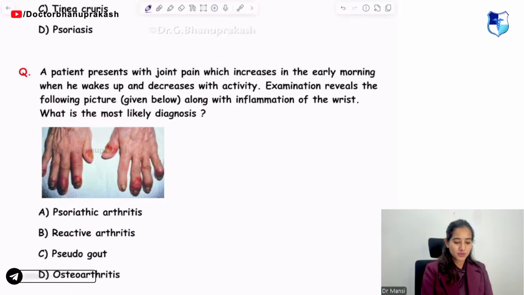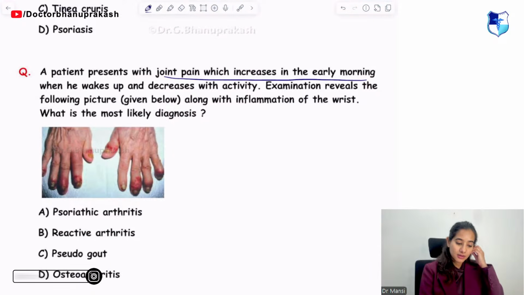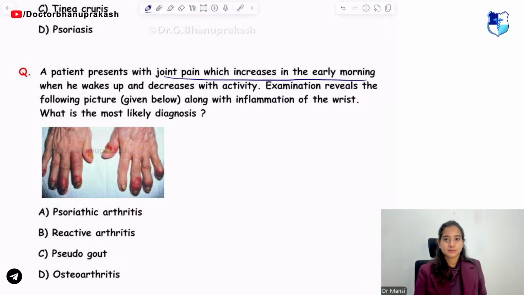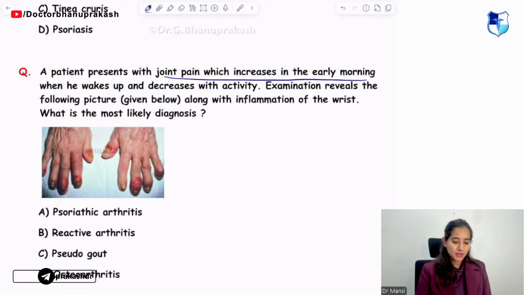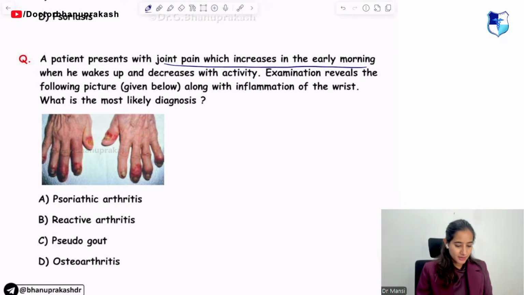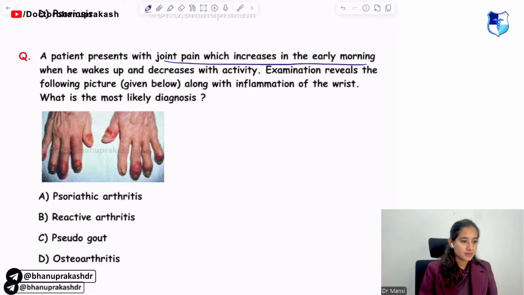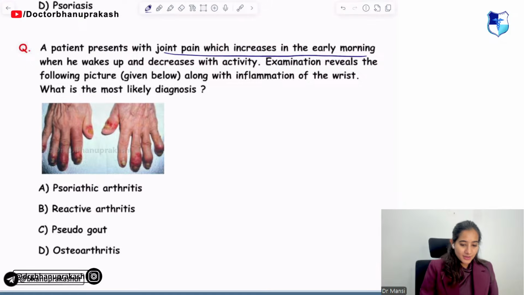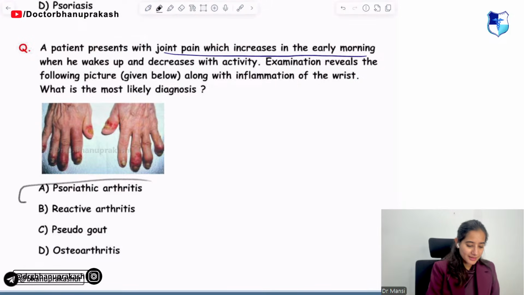A patient presented with joint pain which increases in the early morning. Early morning stiffness is characteristic of this condition, when he wakes up, and it decreases with activity. After some time, this gets better. So everyone is answering. Examination reveals the following picture along with the inflammation of the wrist. So this is a case of psoriatic arthritis.